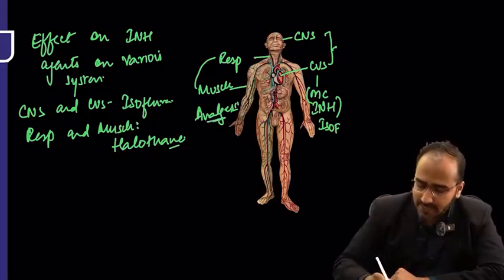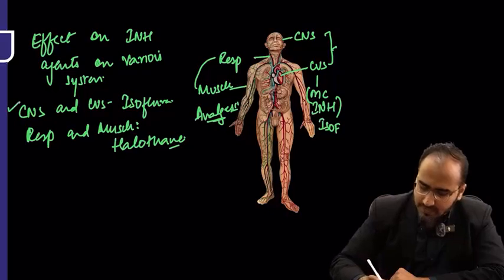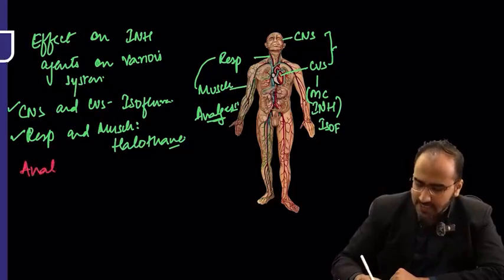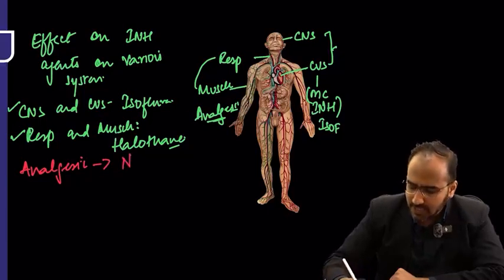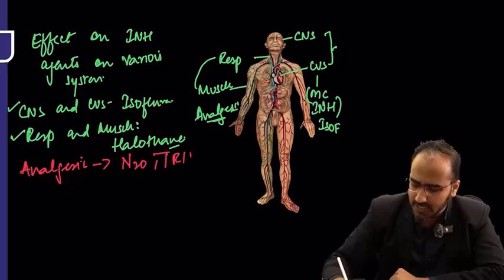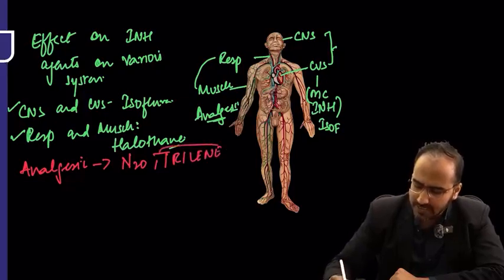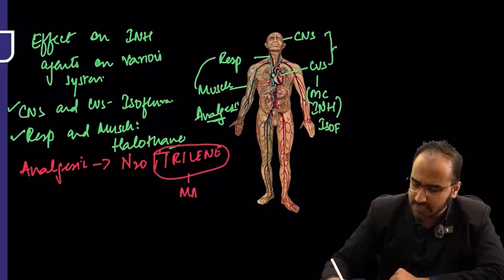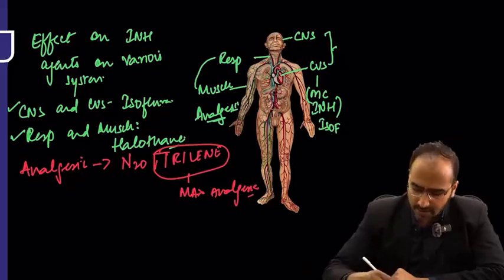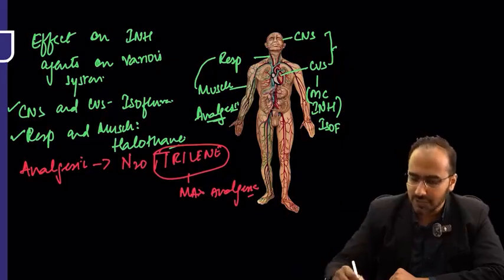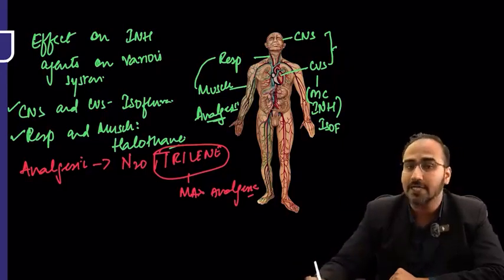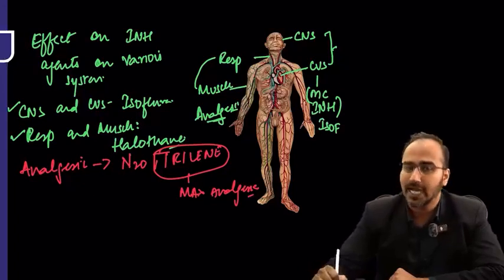Next, in the summary we are discussing, CNS, CVS we have discussed. Respiratory, muscle we have discussed. We are left out with what? Analgesia. For analgesia, the inhalational agent having a good analgesic effect is what, guys? It is nitrous and trilene. Trilene is producing maximum analgesia. Okay. Now, if you remember the summary of the effects, for CNS and CVS it is isoflurane, respiratory and muscle it is halothane, right?